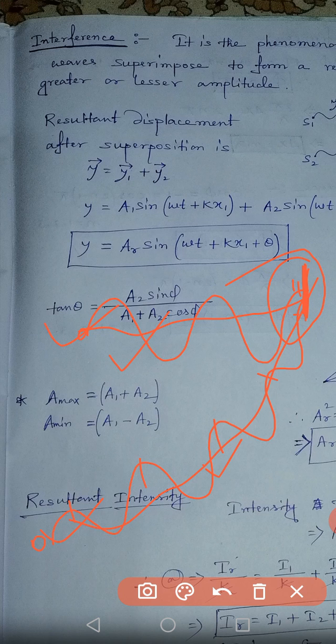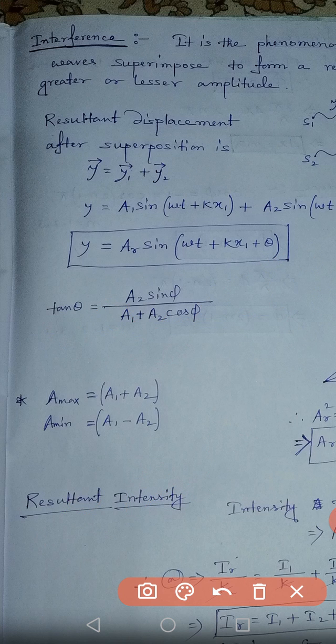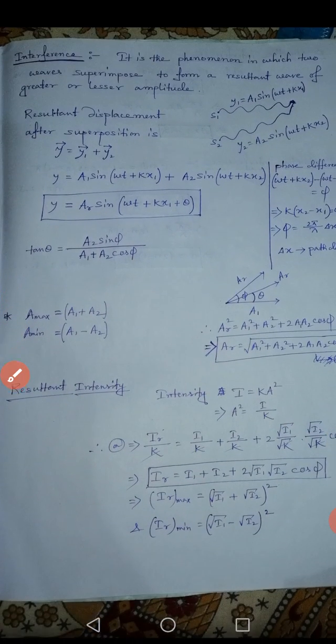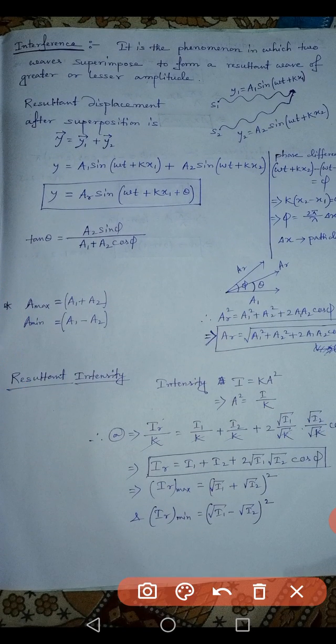Alright, so I hope it is clear. Then let us see what happens here. The two waves we considered are superimposing, so their resultant becomes like this. Let us substitute y1 means this value, y2 means this value.